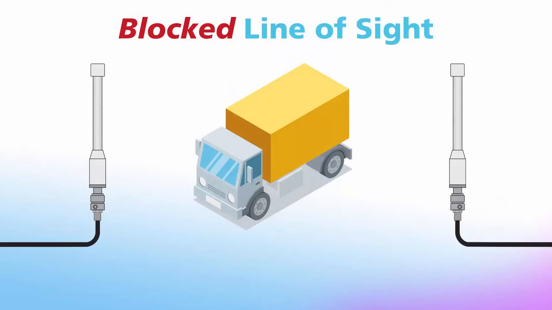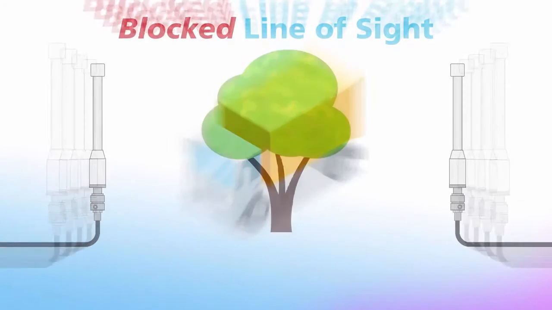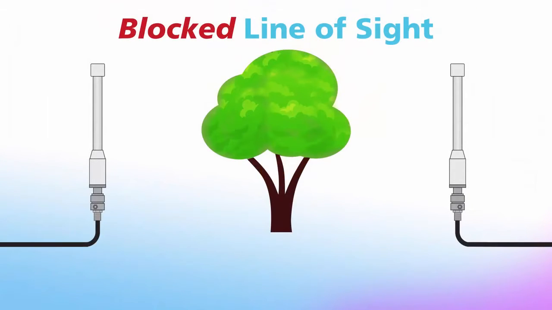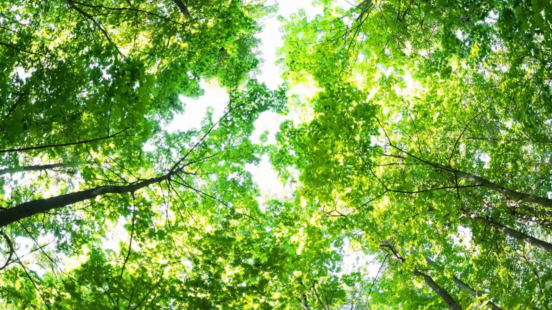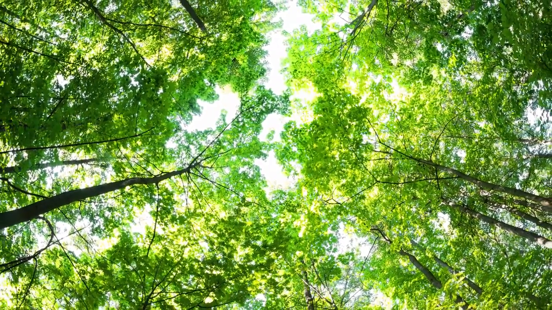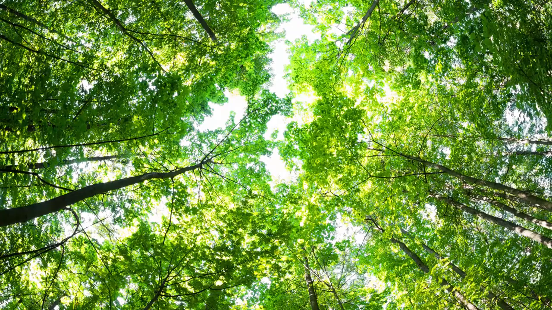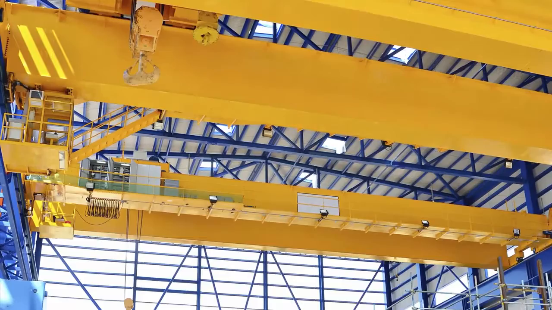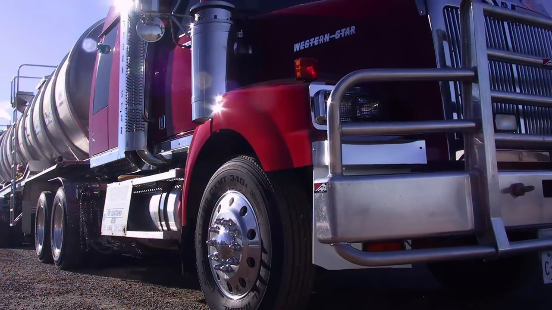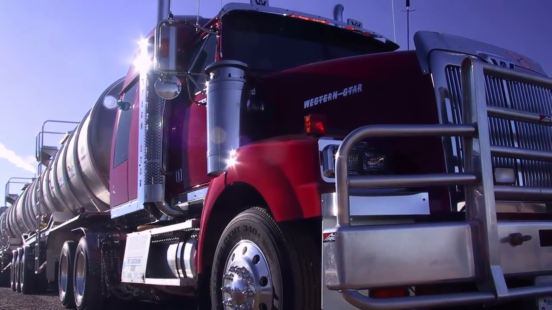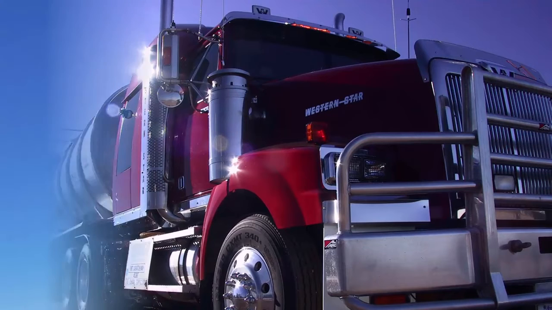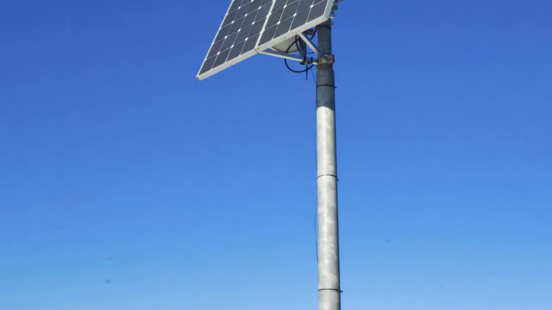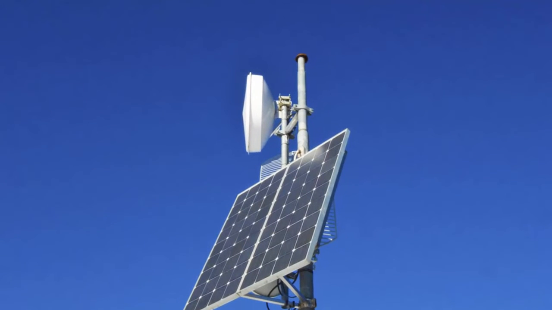Now, an outdoor application may have had line of sight when it was initially commissioned, but there could be trees or other vegetation that's grown and become a problem. Also, keep in mind that anything that might move into your line of sight routinely, such as a crane, a truck, or other large vehicle, could cause you intermittent communication problems as well. So make sure your antennas are positioned where they will be clear of any possible interference.